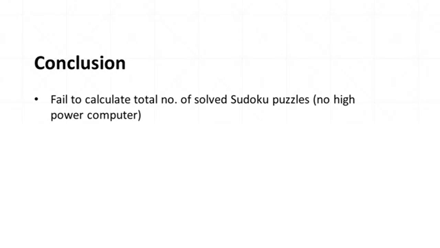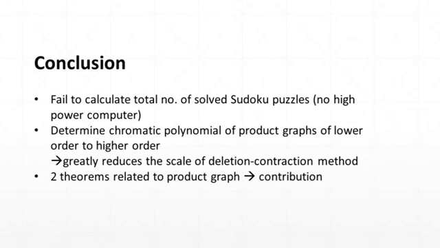To sum up, although we failed to calculate the total number of solved Sudoku puzzles due to the lack of a high-power computer, the finding of determining chromatic polynomials from product graphs of lower order to higher order has great significance in calculating the chromatic polynomial of suit n. It reduces the scale of the deletion contraction method. Also, the two theorems related to product graph contribute to the calculation of the chromatic polynomial of suit n.